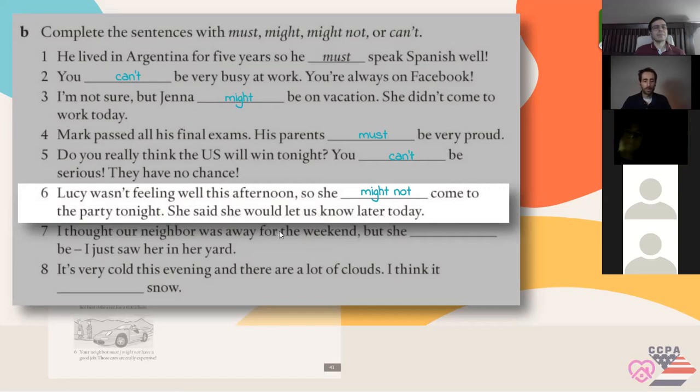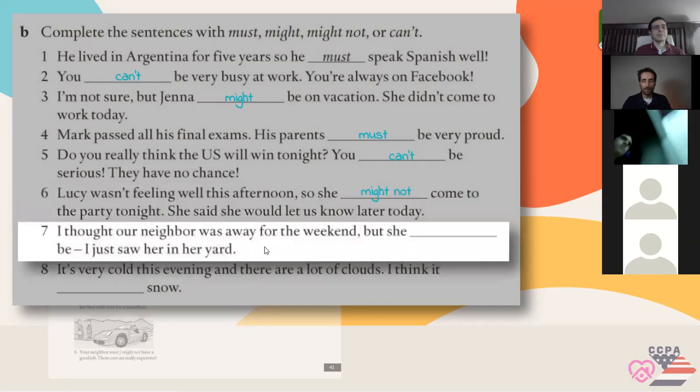Thank you. Let's continue with number 7. For number 7, Marcelo. Okay. I thought our neighbor was away for the weekend, but she can't be. I just saw her in the yard. Correct. She can't be. I just saw her in the yard.